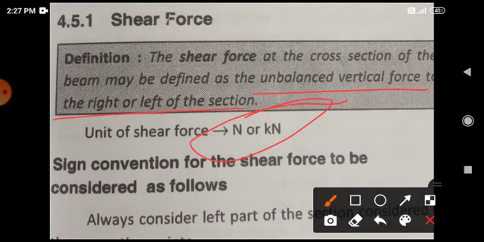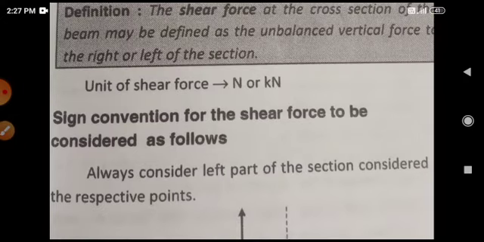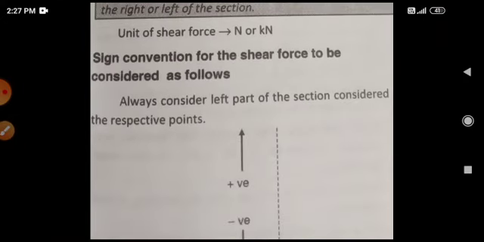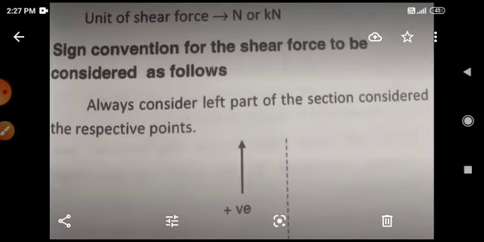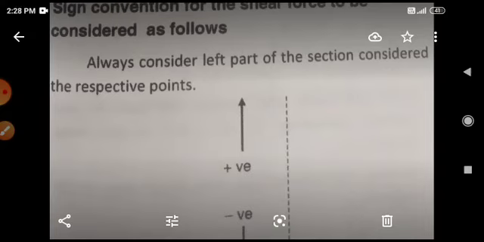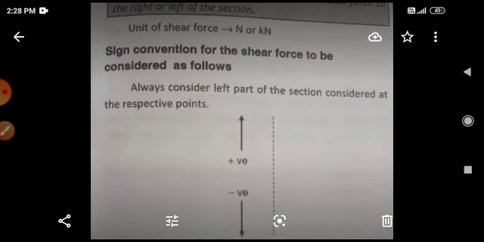Then let's see the sign convention of the forces to be considered, because everything depends on the sign convention. You may get the same value but the sign will be different. So the sign is very important in this case. That's why we have to standardize the direction of the forces and bending moment. So let's see how the shear forces are to be considered. You can see here upward direction is considered positive. That means if the forces are upward, we have to consider it as positive, and if the forces are downward, we have to consider it as negative.